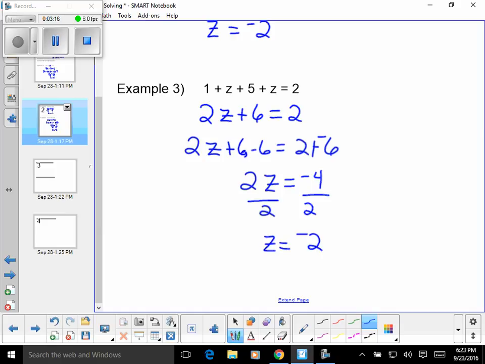If you put that into the original equation, 1 plus -2 is -1. -1 plus 5 is 4. And 4 plus -2 would give me 2. So you can check your solution.